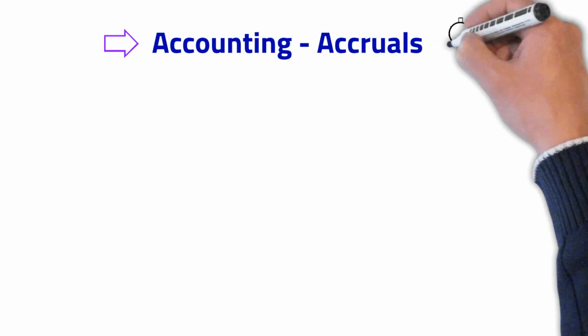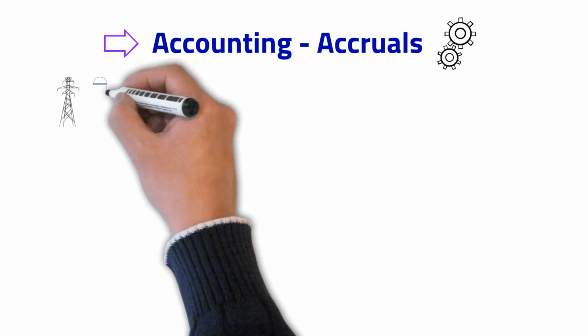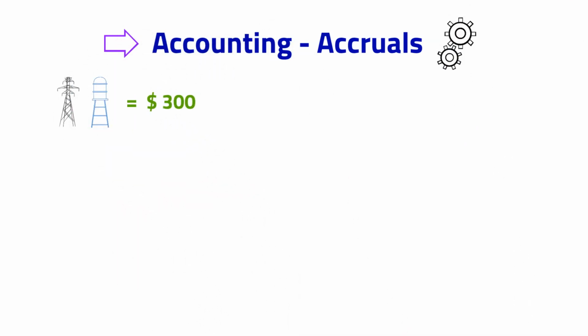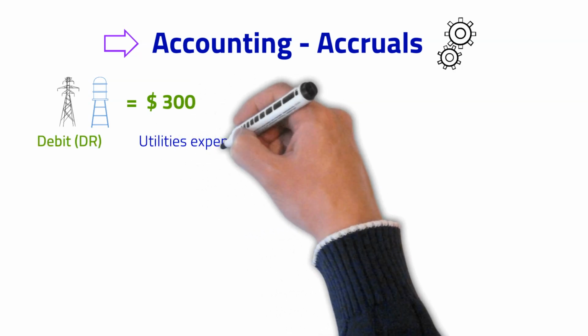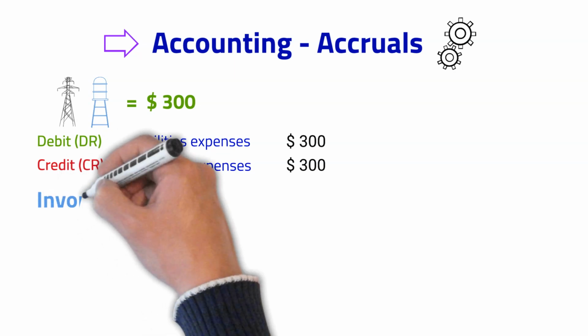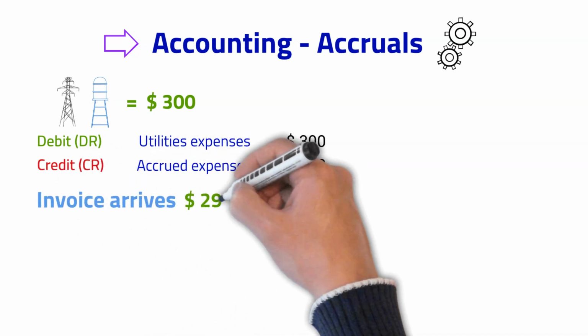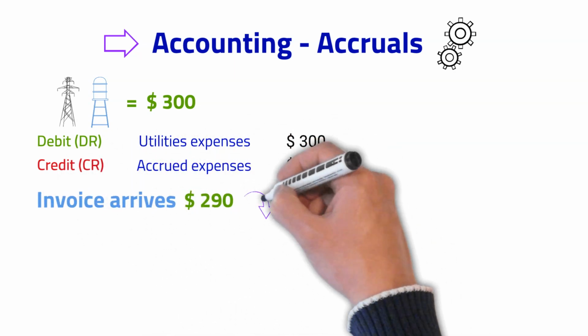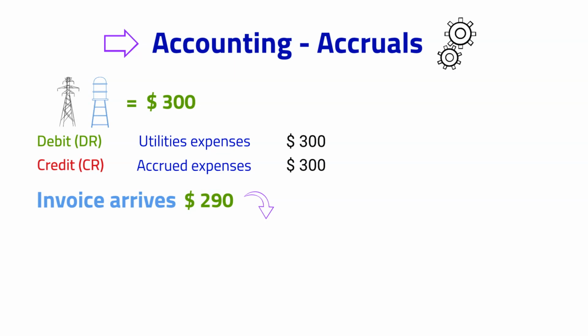And now accruals for utilities at month end. We estimate we have used and need to pay $300 for electricity and water we have used last month. The journal entry would be debit utility expenses $300, credit accrued expenses $300. When the invoice arrives next month, but only for $290, yes, let's complicate it a bit, we record the following.